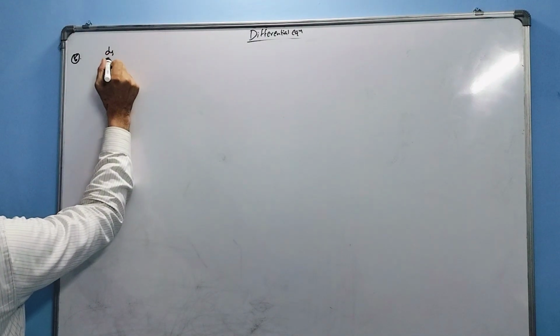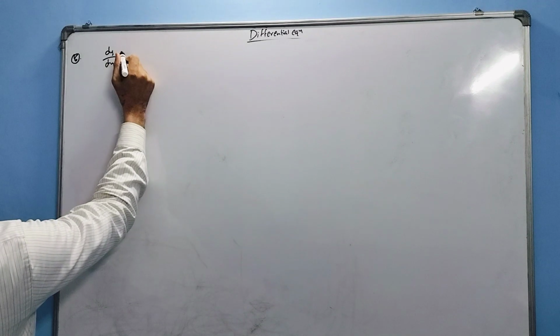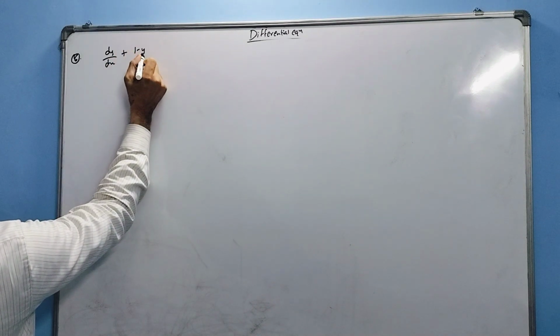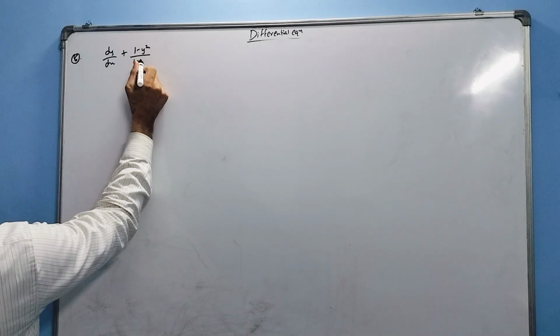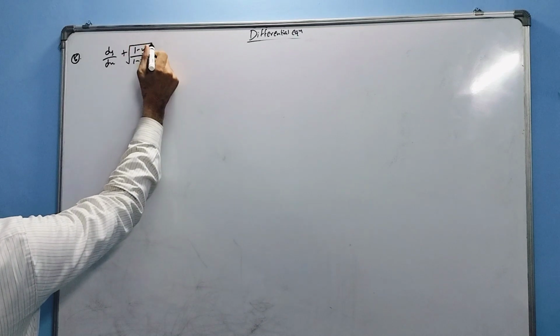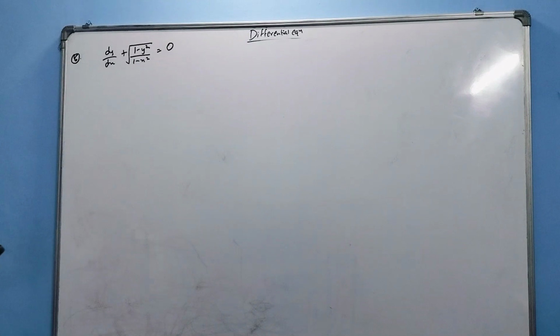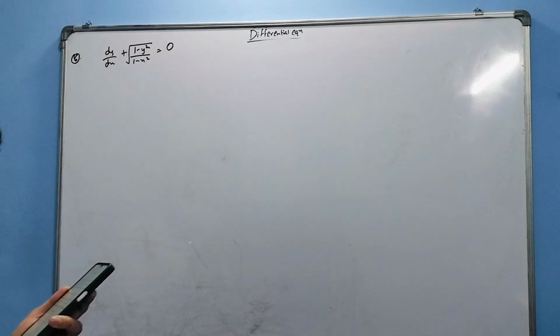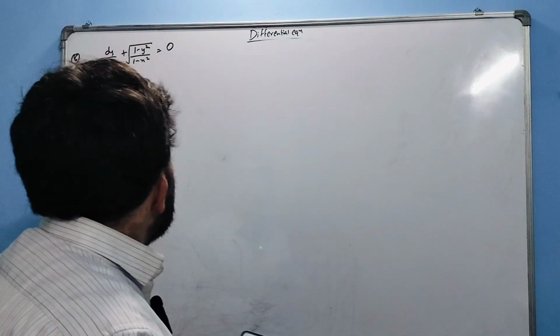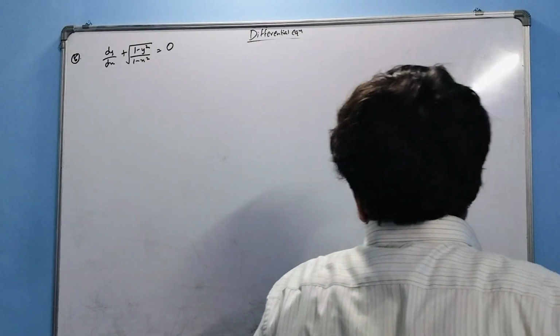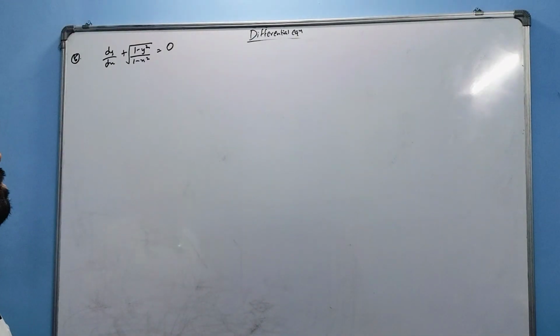So this is the differential equation they have given: 1 minus x square is equal to 0. We need to find the general solution of this differential equation.